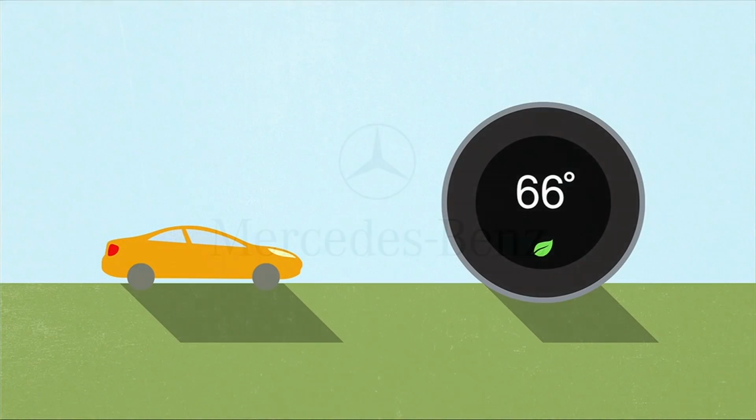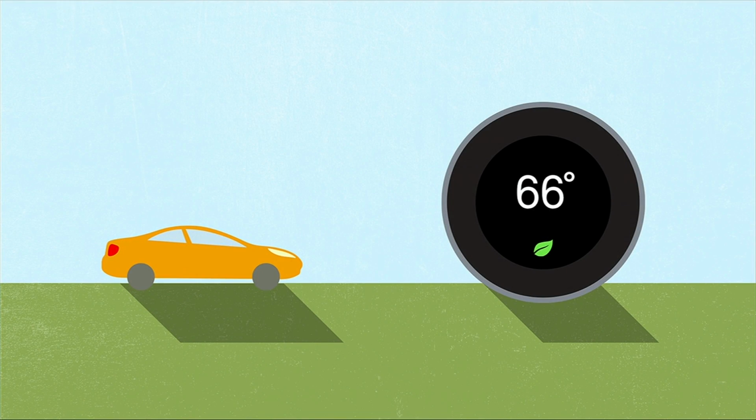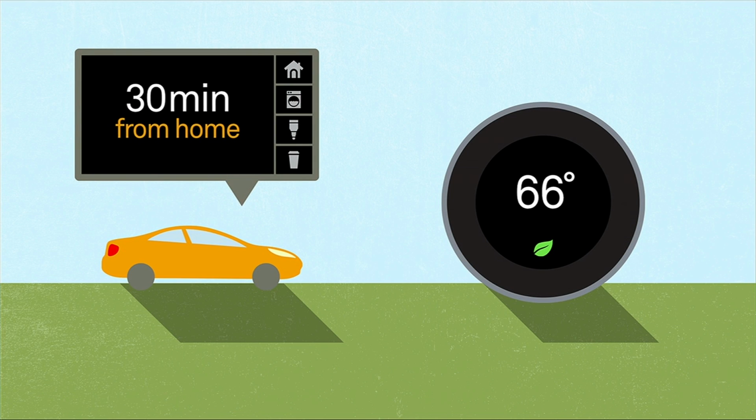Mercedes, different use case with the ETA API. In this case, we have a car going home. Something on the in-dash system pops up, says 30 minutes from home.